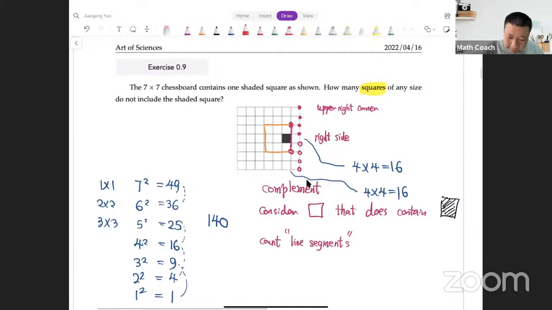And this is a bad one, because the line segment is too small. It is not big enough to cover the black square. That's one. And then there's another one. The other one is on this grid line, because it's too big, right? It goes beyond the grid. But other than that, everything is good, right?